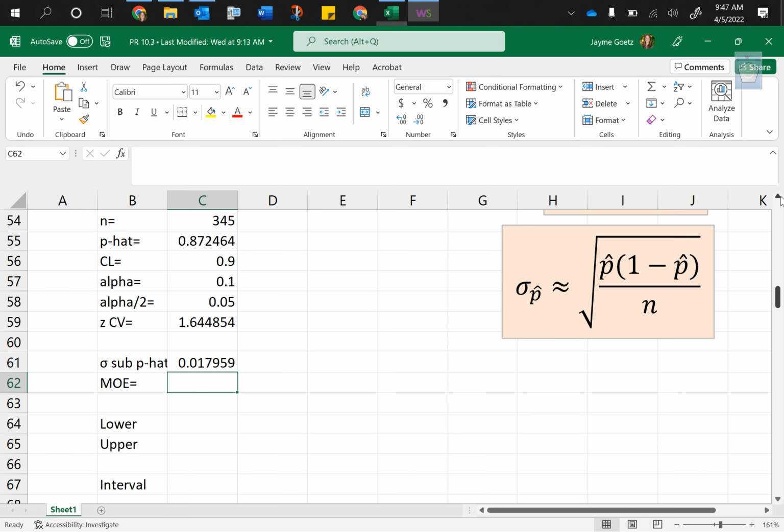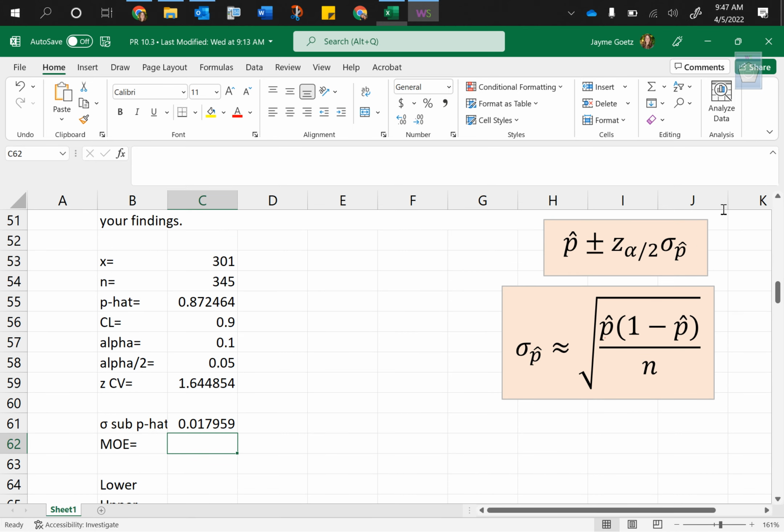Now let's find the margin of error. Remember, the margin of error is just this guy right here, z sub alpha over 2 times sigma sub p hat. So we're going to type in equals, z sub alpha over 2 is just my z-score, so that's this one right here, times sigma sub p hat, which we just found, this one right here. So my margin of error is 0.0295.